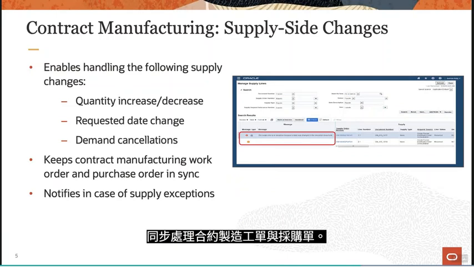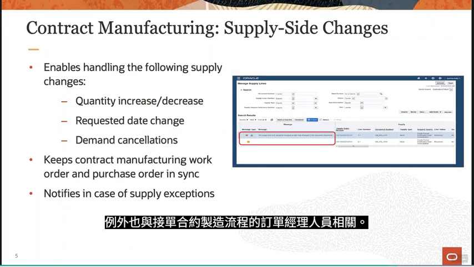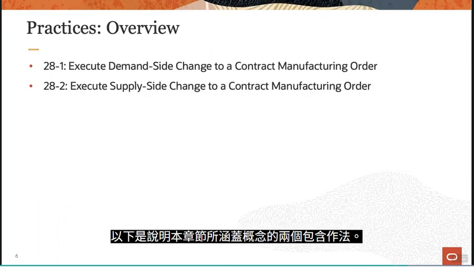The slide shows an exception message, which is highlighted in the red box, from contract manufacturer in supply chain orchestration workbench. The exception is also relayed to the order manager in case of back-to-back contract manufacturing flows.